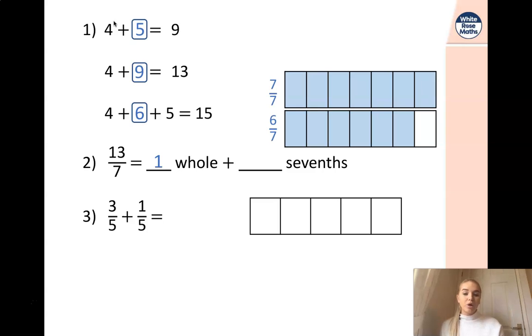So that means we have one whole, and then how many sevenths do we have remaining? We can see in our second bar here, we have 6 remaining. So we have one whole and 6/7.